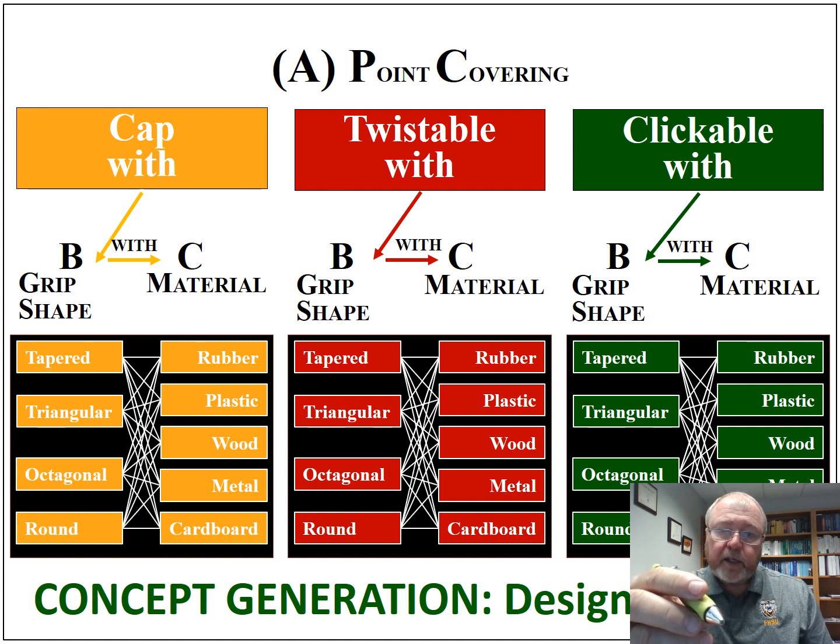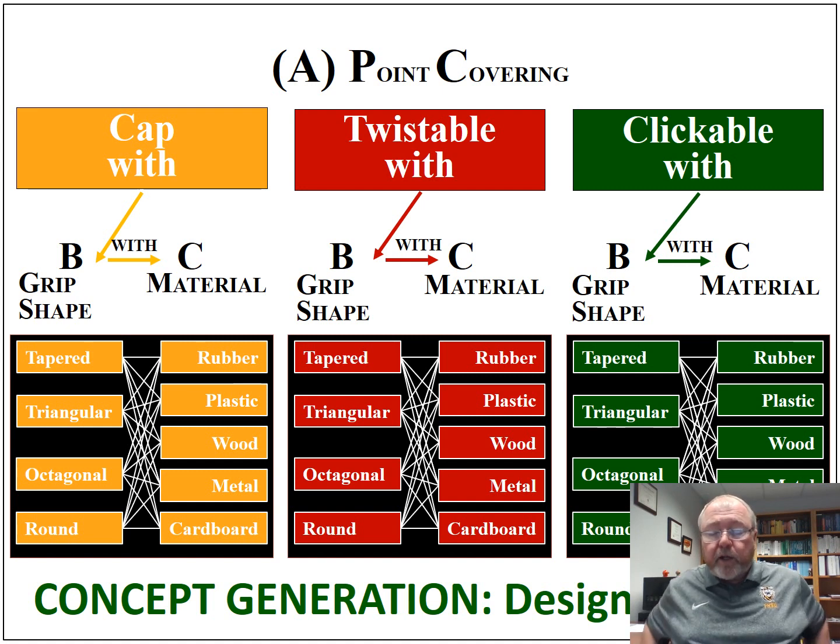So as I'm designing a pen, I might think about what's the grip, what's the material this is made out of, what's the shape of the grip, how do I expose the point. Those are just a few things that we might do. And then something like, let's see, material. Maybe I want to use plastic, maybe rubber, maybe metal, maybe wood, maybe cardboard for something recyclable. So there are a lot of possibilities.